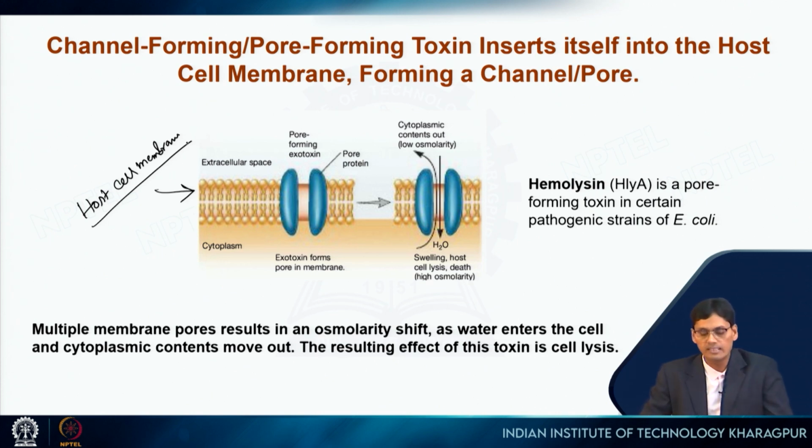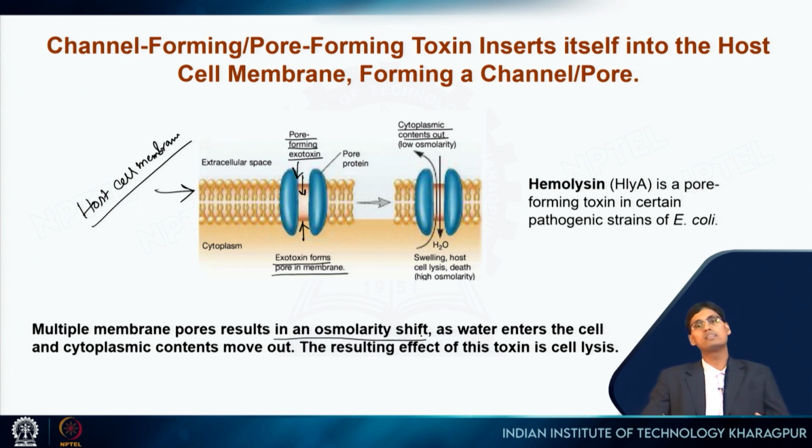But now what happened? Some bacteria, they can make this pore forming toxin, and it will be inserted into the membrane itself. So, therefore, it will make some kind of gap here. So this is called exotoxin forms pore in the membrane. And therefore, what will happen? The cytoplasmic content can come out, and then some other things like some nutrients, some molecules can go in and out, and therefore what will happen? It will result in an osmolarity shift, as water enters the host cell and the cytoplasmic content moves out.